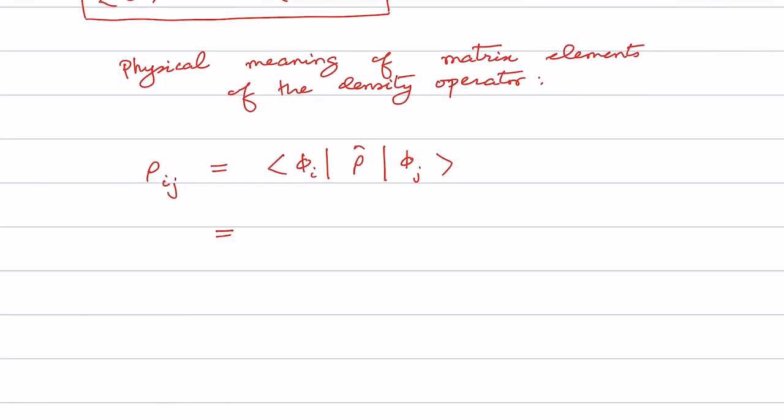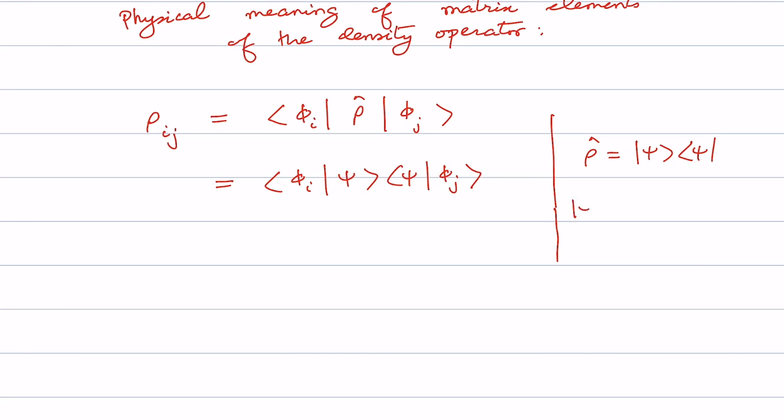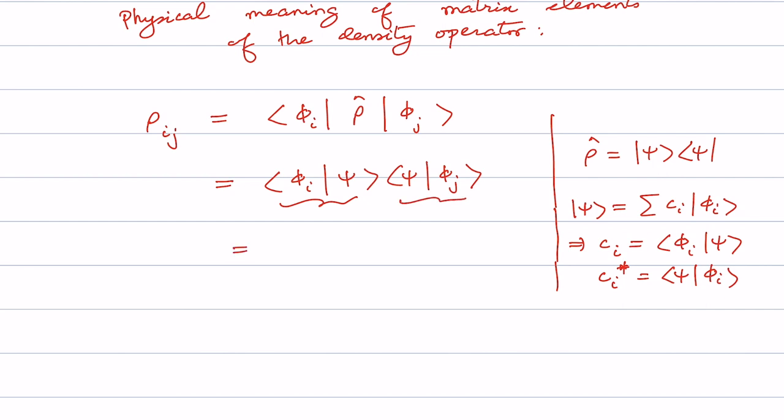For simplicity, let me consider a pure state. For a pure state, I can write ρ as this, right? This is the density operator for a pure state, |ψ⟩⟨ψ|. So for a pure state, ρ is equal to, this is the outer product, right? Now again, we can write ψ as a superposition of the basis states like this. This I have already explained, and from here, just some time back, we got that ci I can write as ⟨φi|ψ⟩, and ci star I can write as ⟨ψ|φi⟩. Utilizing this in these two, I can simply write the first one would be simply ci, and the other one would be cj star.